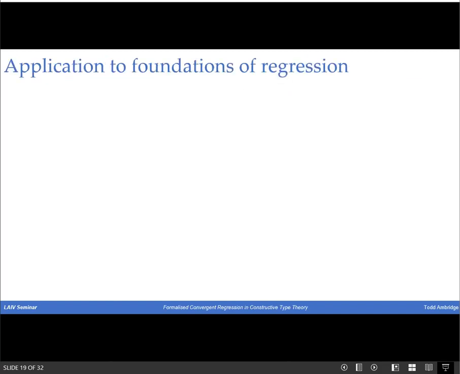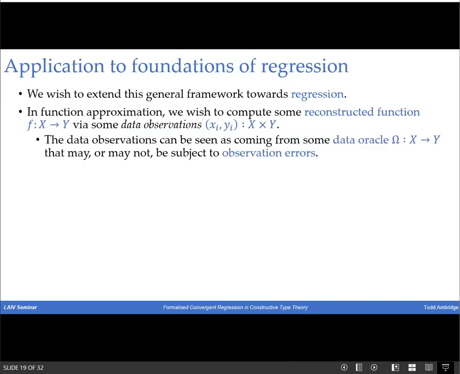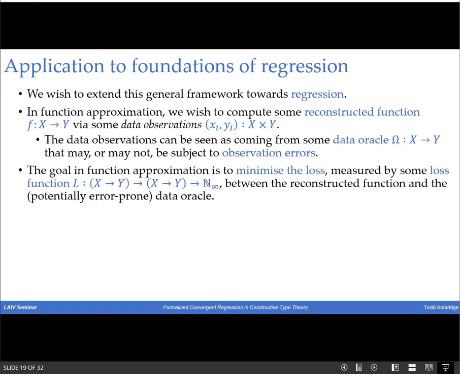Well, we can apply this kind of theorem to regression. We want to extend this framework towards regression. In any function approximation process, we want to compute some reconstructed function from some data observations. This is like bread and butter machine learning, essentially. And in our perspective, our constructive type theoretic perspective, we see these observations as coming from some data oracle, which we'll call omega. That may or may not be subject to observation errors. So we have all these observations, but they must come from some sort of function. There must be some real relationship that we're estimating here.